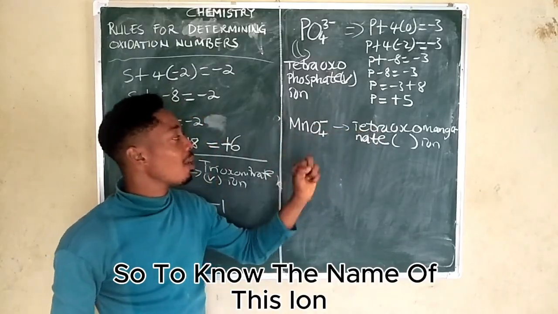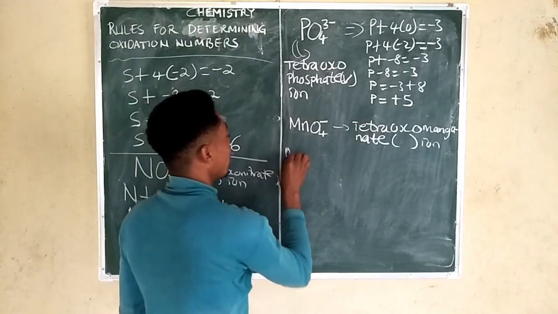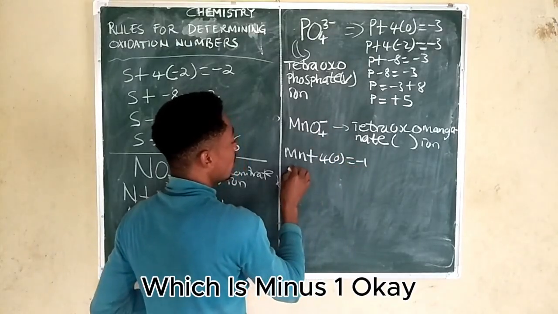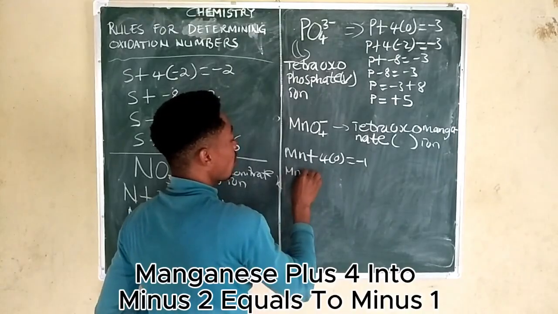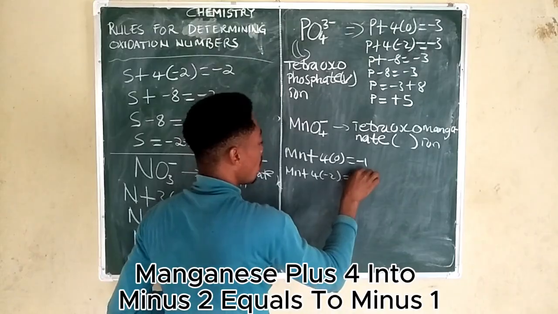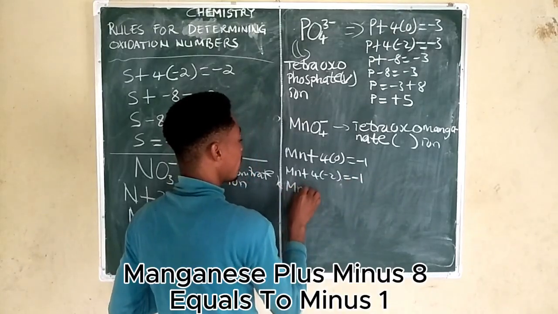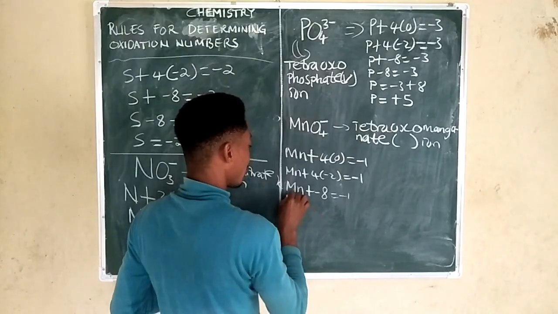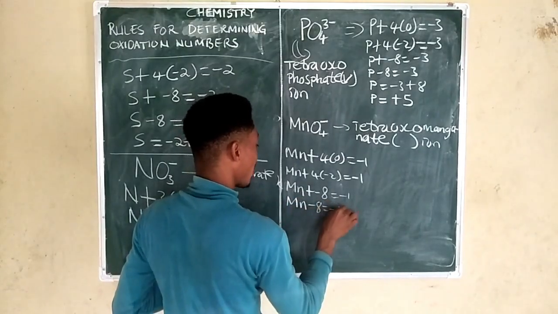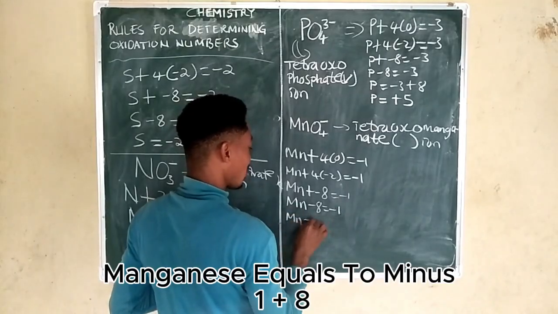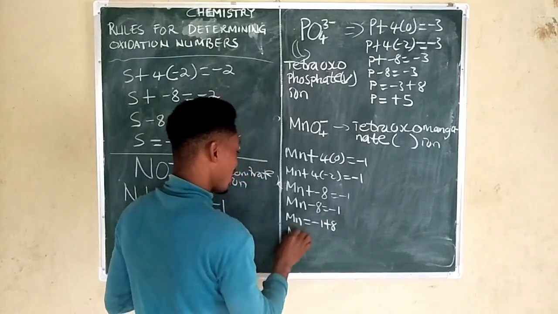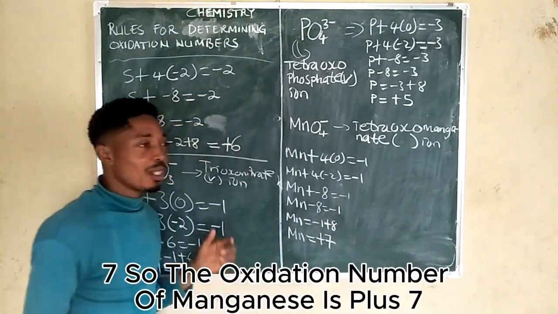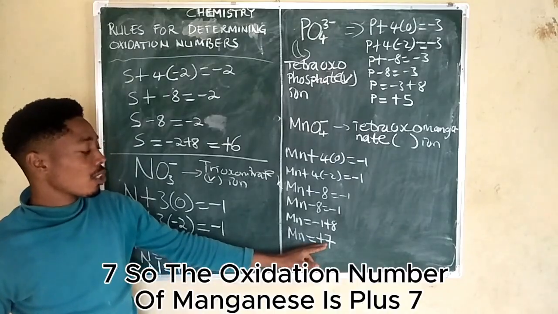So to know the name of this ion, let's find the oxidation number of manganese. Manganese plus 4 into oxygen equals to the charge, which is -1. That is manganese plus 4 into -2 equals to -1. Manganese plus -8 equals to -1. Manganese equals to -1 plus 8, which is plus 7. So the oxidation number of manganese is plus 7.